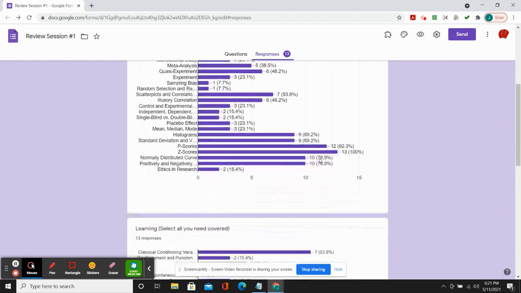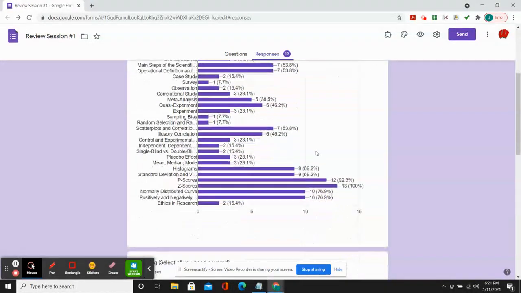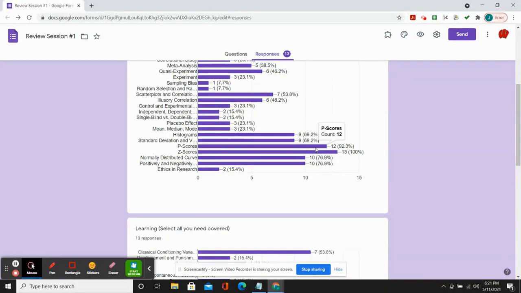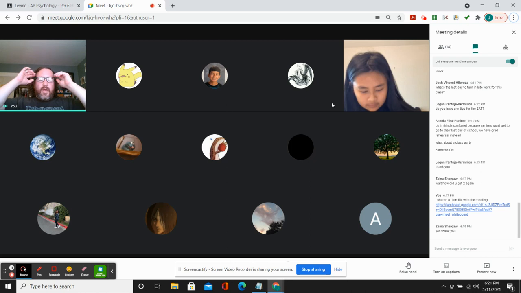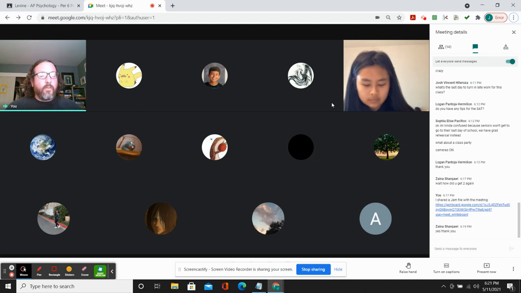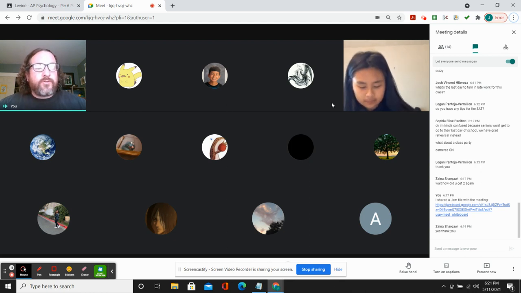Okay. So the next one with 12 votes in research methods was P scores. And that's another important one. So Z scores and P scores both got really high votes, because obviously you look at a letter and a score and you're like, I don't know what that means. So the P score. The P score is the amount that results from an experiment come from confounding variables.